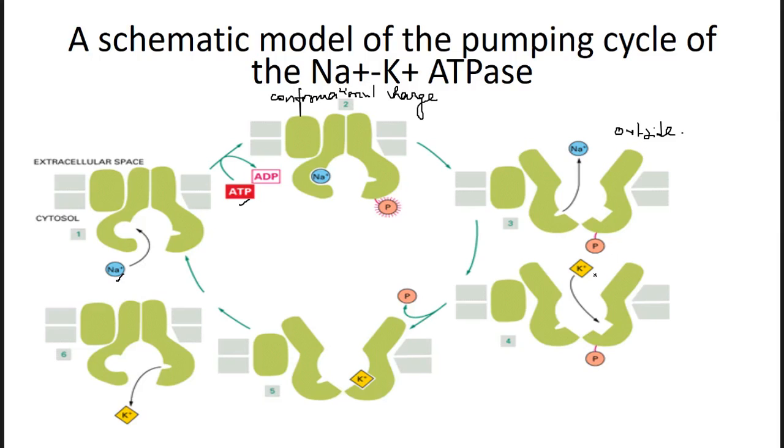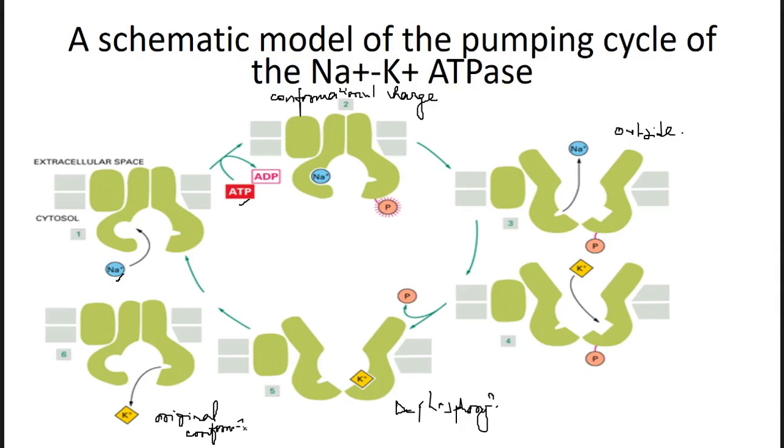Okay, number 4, what we see is that there will be the binding of potassium from the extracellular surface, and after the potassium binds, there is dephosphorylation. Okay, after the dephosphorylation, we see that the protein returns to its original conformation.